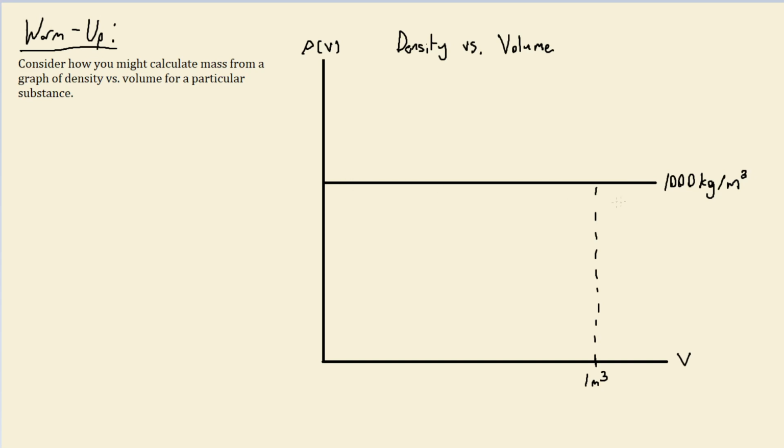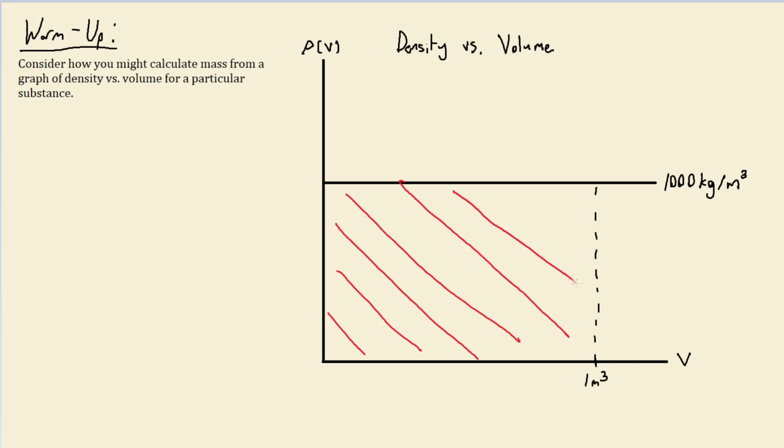So we have a height here of 1,000 kilograms per meters cubed, and we have a width here of 1 meters cubed. So when you take the product of the width and the height of this rectangle, you're going to get the area under this curve, but the product of the volume and the density is going to give us the mass, which is what we intuitively should understand from the 5th grade science problem.